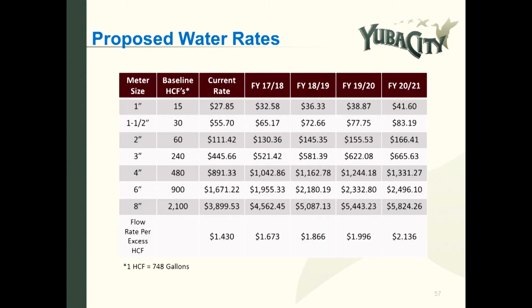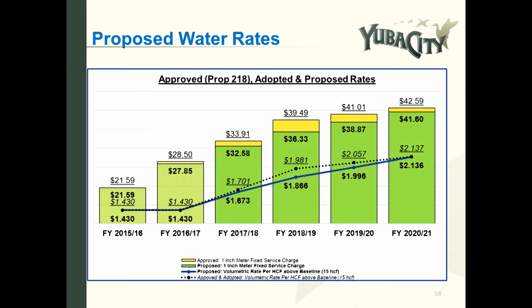And so for fiscal year 17-18, the proposed rates still continue at that higher baseline allocation. And then this is the rate that would be for the various size services. So the flow rate per excess HCF is increasing, and then the rates are increasing as well. But looking over time, for fiscal year 17-18, the rate of $32.58 for 1-inch service is below the Proposition 218 amount, and the excess flow rate of $1.67 is below the 218 amount.